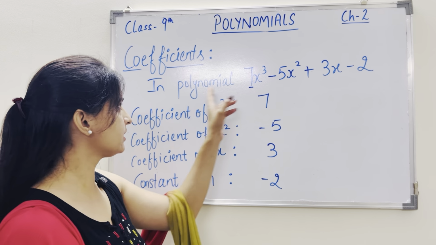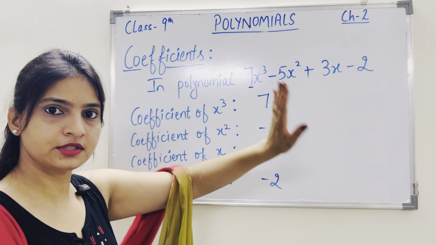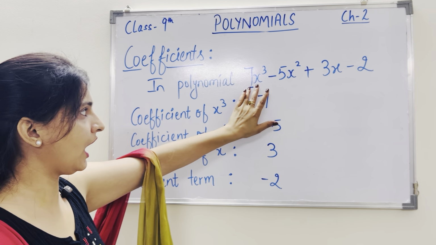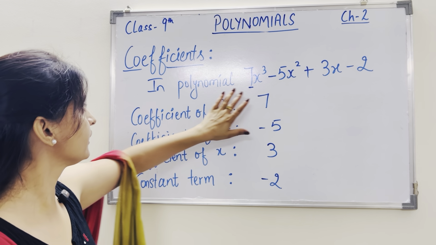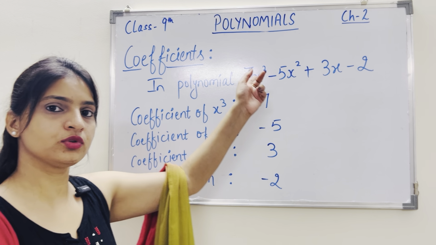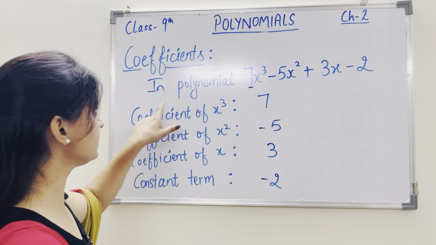So, do you understand what coefficients are? Coefficients are the terms placed right in front of the variables. The term preceding the variables is called the coefficient.